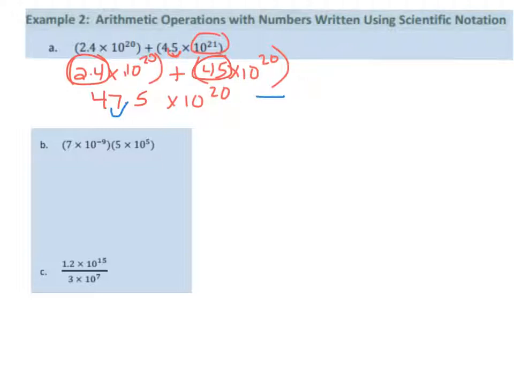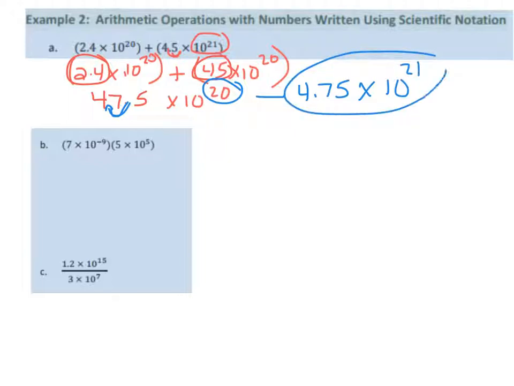So the final answer turns out to be 4.75 times 10. Now, if I move that back, I made it smaller, didn't I? So I got to make this thing 1 bigger. I moved it 1 space, so back to 10 to the 21st power. And that's my answer there on that one.